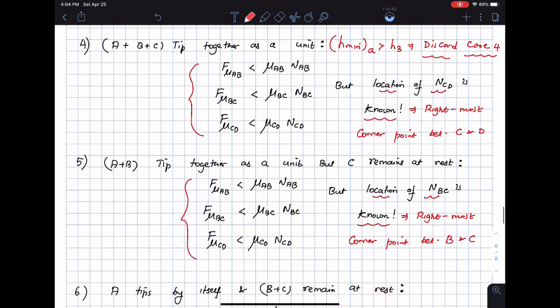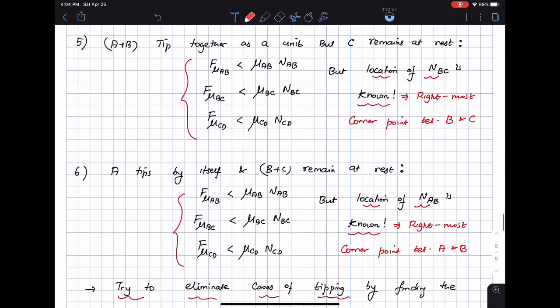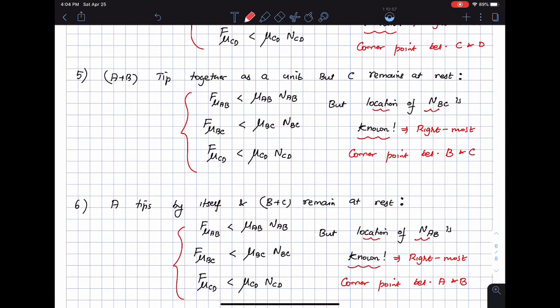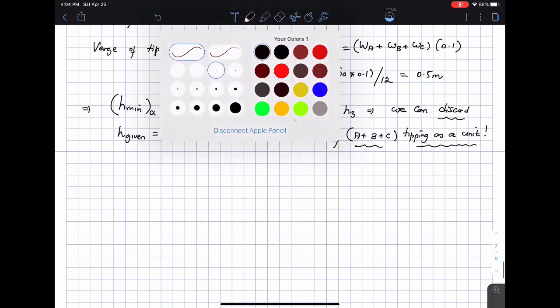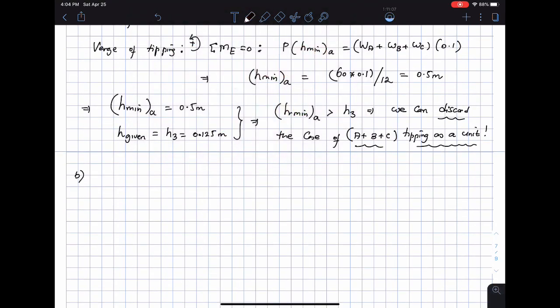But I still have 2 other cases to contend with, so I'm going to look at the next case where I say, okay, let me assume that A and B tip together, but they're also on the verge of sliding. Let me find a minimum height and do the same thing. So the next situation is the following. Let us assume A and B tip together as a unit.